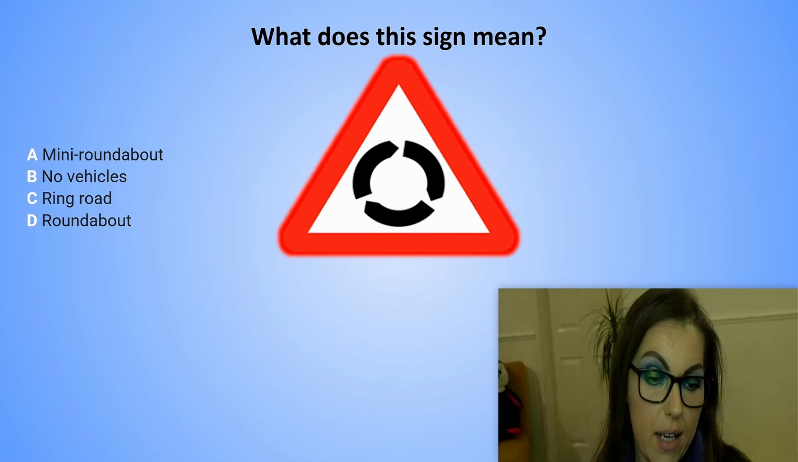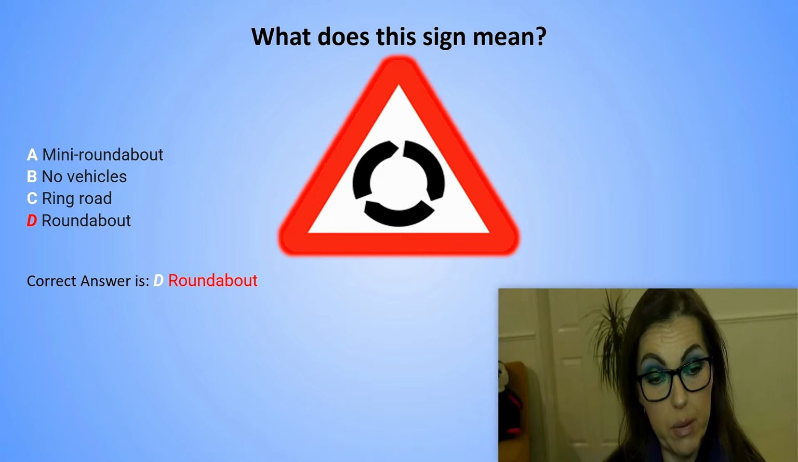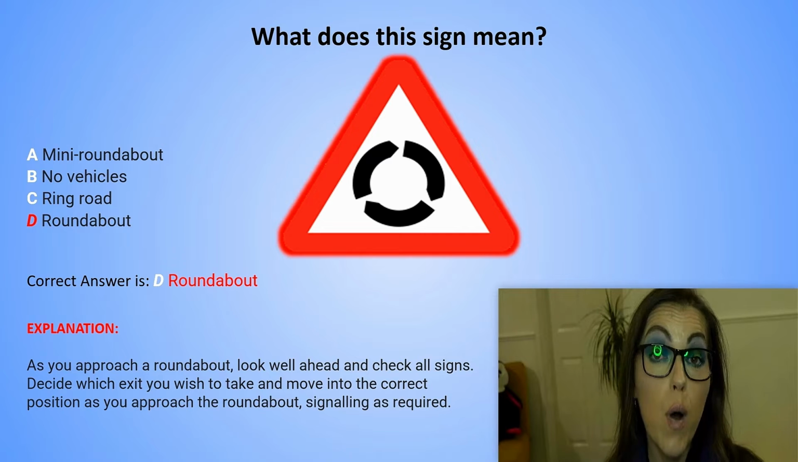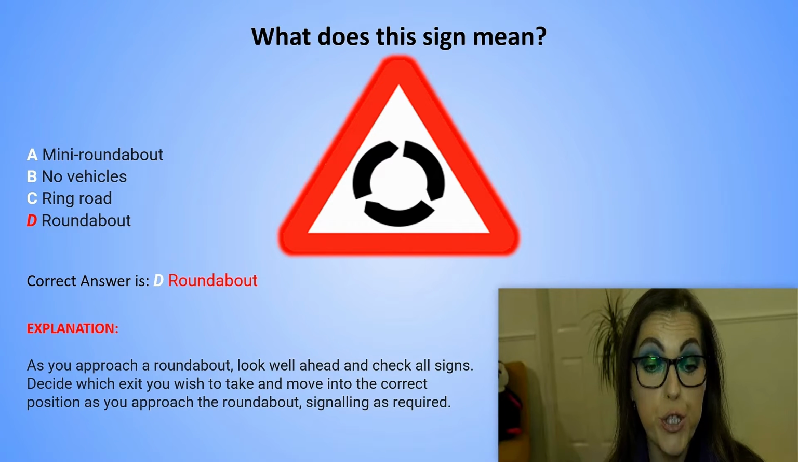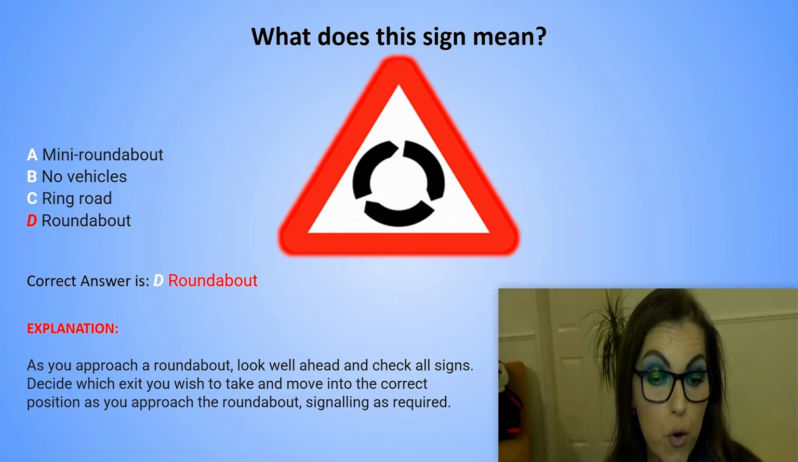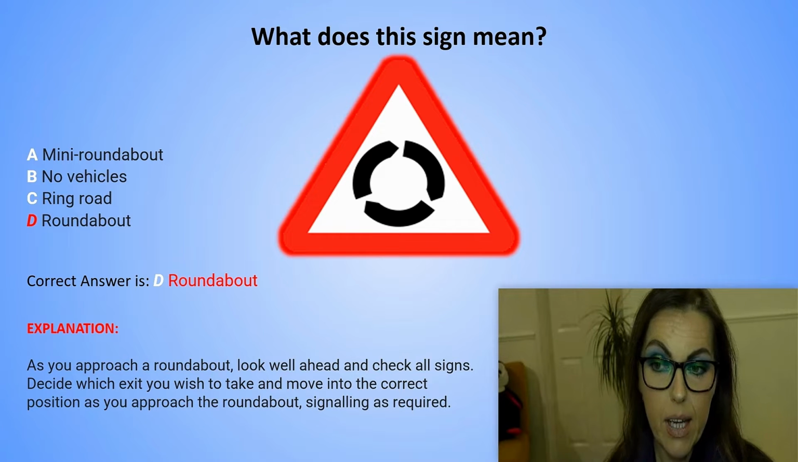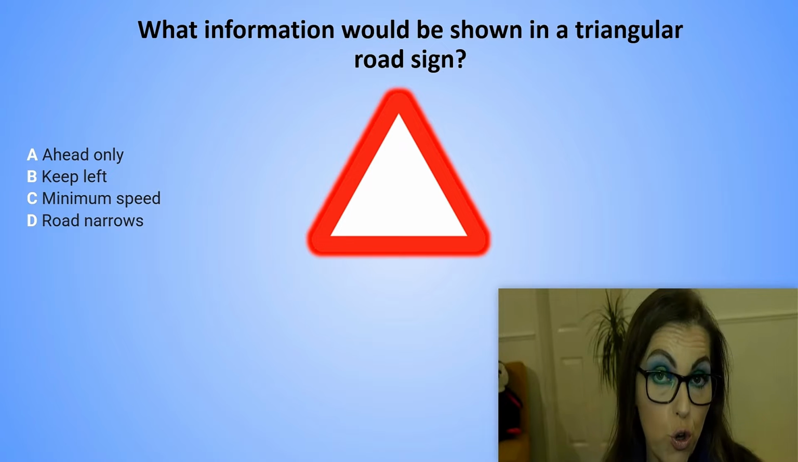And the correct answer is D. Roundabout. Explanation. As you approach a roundabout, look well ahead and check all signs. Decide which exit you wish to take and move into the correct position as you approach the roundabout, signaling as required. Next question. What information would be shown in a triangular road sign?